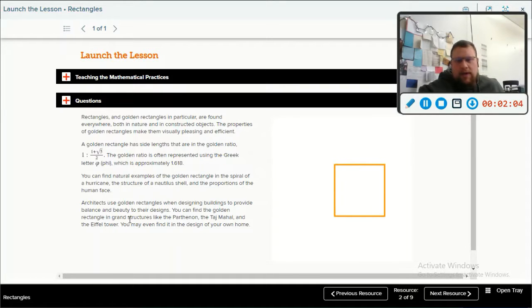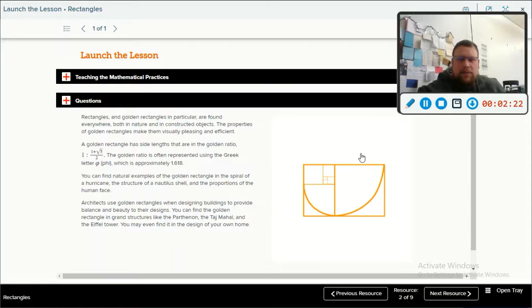So what is a golden rectangle? Well, look at it. You're going to kind of see it right here. This is how you construct a golden rectangle. We're going to take a square, cut it in half, draw that diagonal, and use that to make an equal measurement. And you just keep repeating that process all the way down.